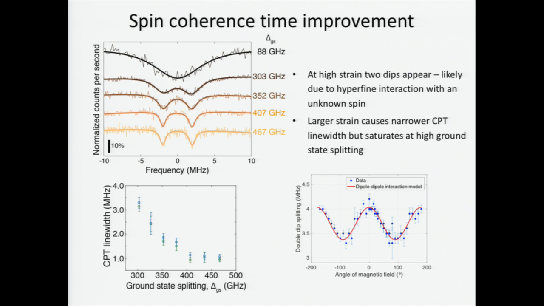And this is a figure explaining why we have two dips. Basically, we rotate a DC magnetic field and look at the spacing between these two dips, and it has this trend, which can be explained by assuming there's another spin nearby at a reasonable distance.